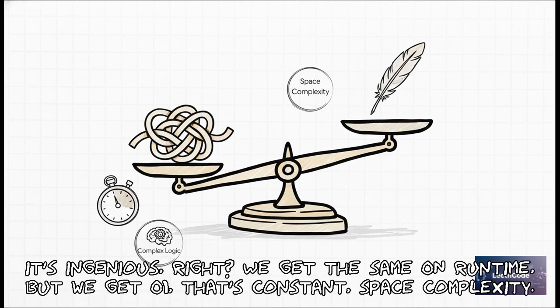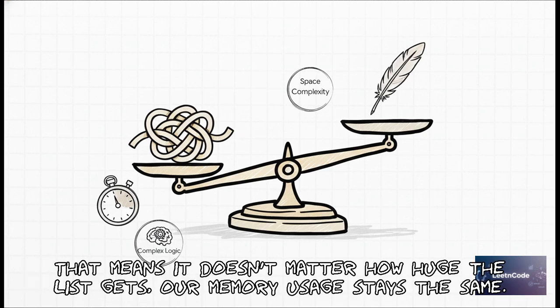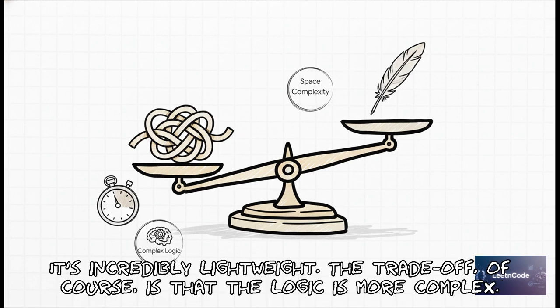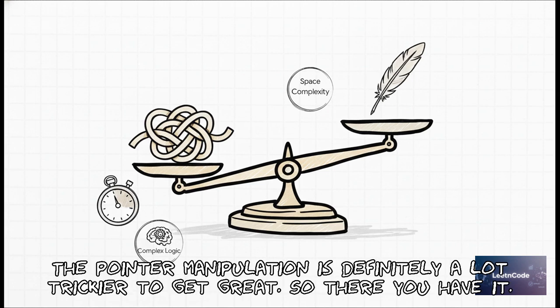So what's the verdict on this method? I mean, it's ingenious, right? We get the same O(n) runtime, but we get O(1), that's constant space complexity. That means it doesn't matter how huge the list gets, our memory usage stays the same. It's incredibly lightweight. The trade-off, of course, is that the logic is more complex. The pointer manipulation is definitely a lot trickier to get right.